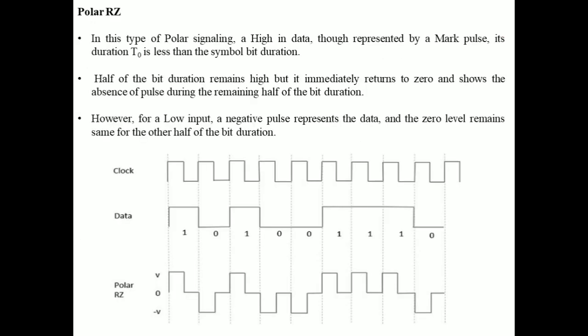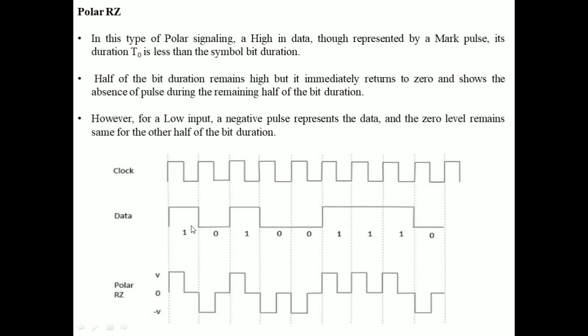Next we shall see the polar RZ. In this type of signaling, a high in data is represented by the mark pulse, but its duration T0 is less than the symbol bit duration. So this is the clock, this is the data representation, and this is polar RZ, that is the return to 0 representation.